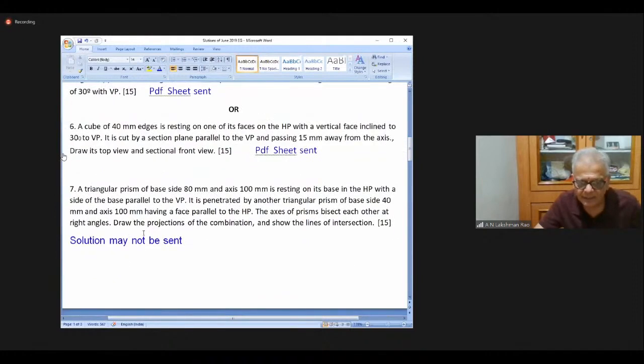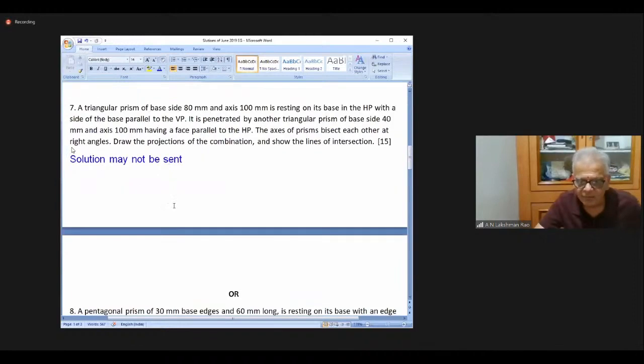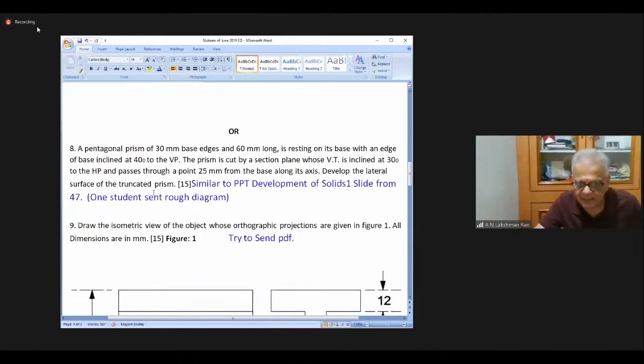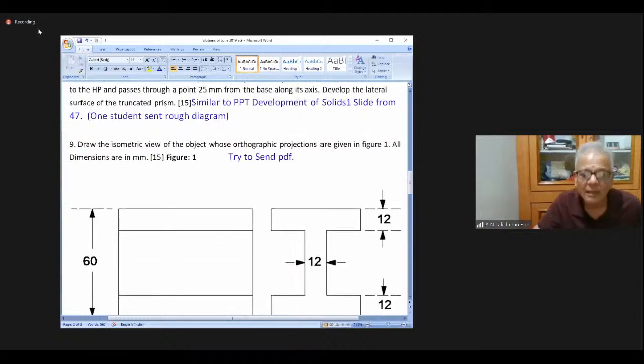Cube also I have sent. The 7th I am sending, I will forget about it. 8th, one student has already done it and also available in developments. Yesterday, what we did. This problem also we'll see. Now let us go to that problem. Oh, sorry, I have to share.